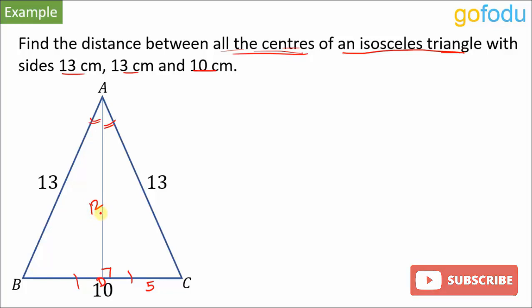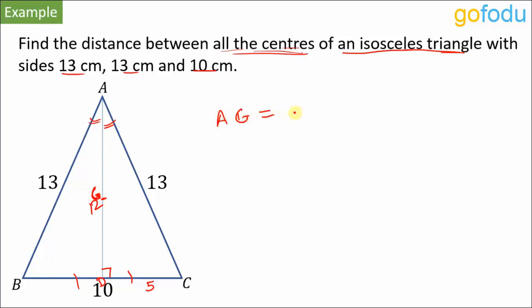Easiest point to mark is the centroid. Centroid divides the median in 2:1 ratio. So this 12 will get divided in 2:1 ratio. Let's say the centroid lies somewhere here. This G is the centroid. We have to find AG. AG is what? 12 divided in 2:1 ratio. That would be 12 into 2 parts out of 3, 2 upon 3. This will give 8 units. So AG is 8 units. G is 8 centimeters away from A.